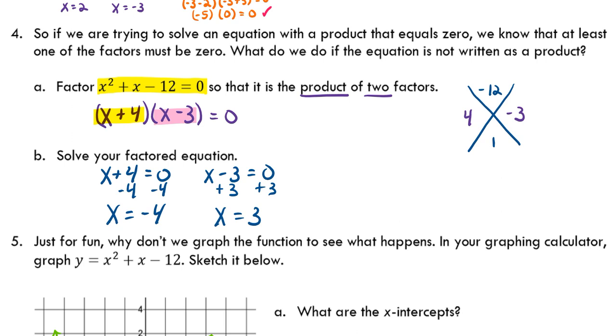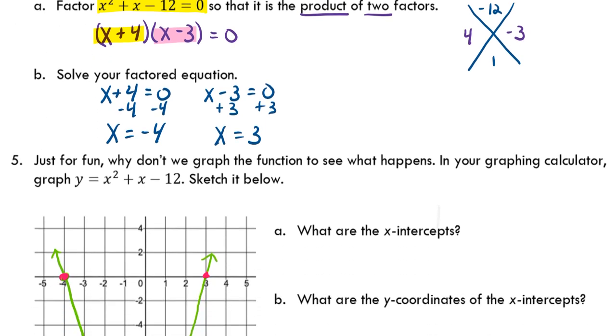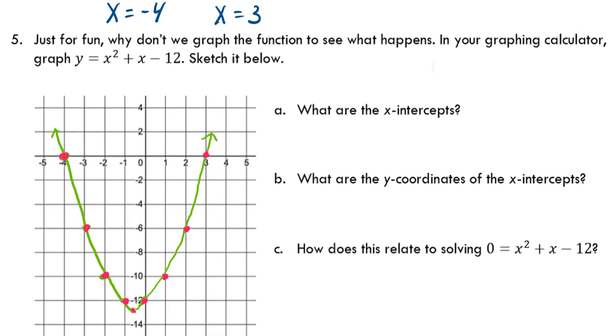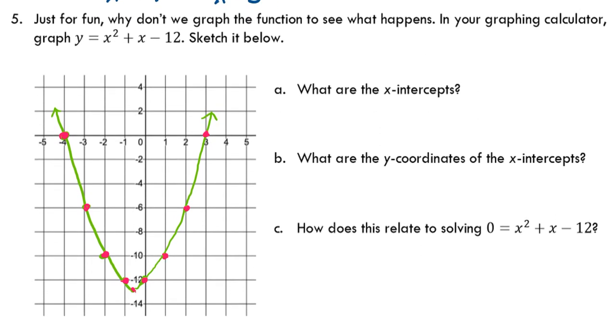So let's take that example and see what would happen if we graph that in our calculator. I've gone ahead and taken the equation, plugged it into my calculator, and put the graph here for us to look at. As you can see, the x-intercepts where it crosses the x-axis are at positive 3 and negative 4. So we could write those as ordered pairs, (-4, 0) and (3, 0).